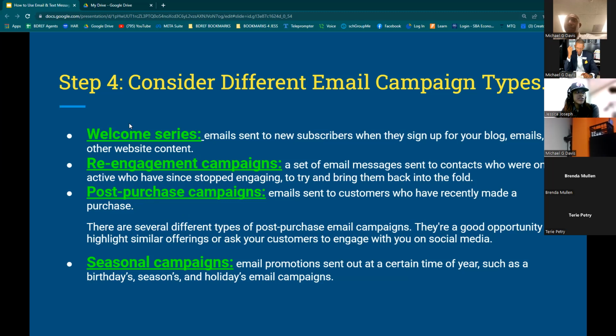You want to have something that you're sending during the welcome, the re-engagement, and post-purchase after they've done business with you. It's just a great way for us. It shows customer service as well. And again, just being consistent and engaging with your audience. There are several different types of post-purchase email campaigns. There's a good opportunity to highlight similar offerings or ask your customer to engage with you on social media.